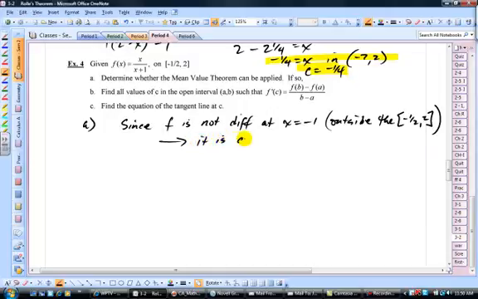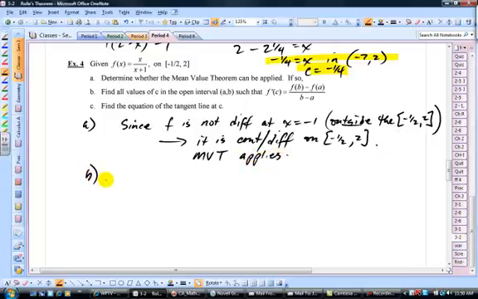I could have written this a little bit better here. It is continuous and differentiable on that closed interval. The keyword there was outside, so I should have written that a little bit better. I should have said something like it's discontinuous outside the interval, so therefore it must be continuous inside the interval and differentiable in the interval. Okay, so we're good to go. The mean value theorem, MVT for short, applies, and if it applies, we can go to part B.